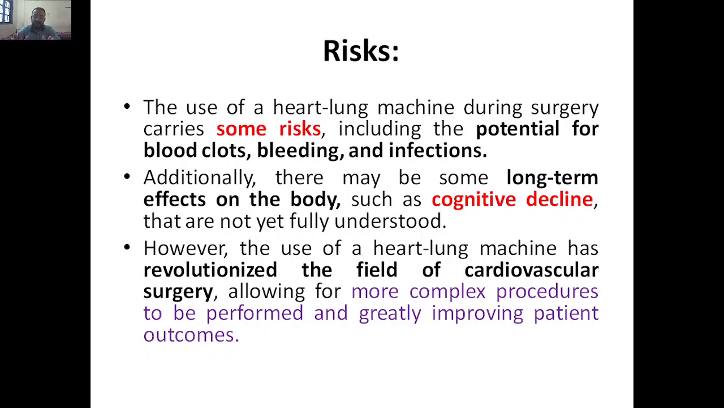That means without the heart lung machine, we can't imagine open heart surgery, and the person's survival rate would be very low. With the heart lung machine we can give life, and whatever risk was involved can be reduced by using this machine.